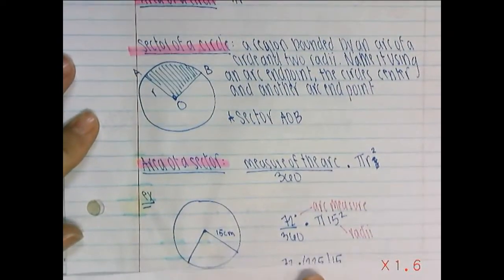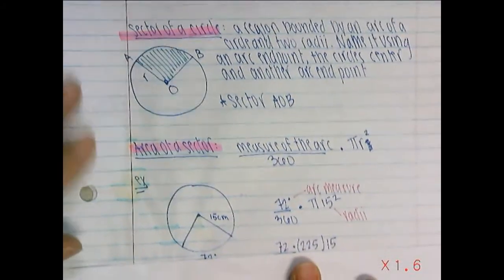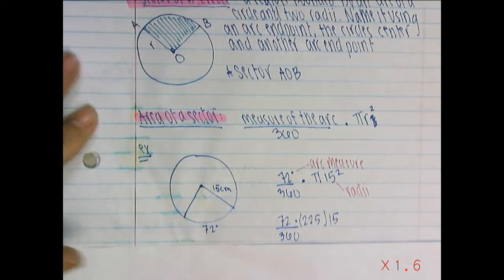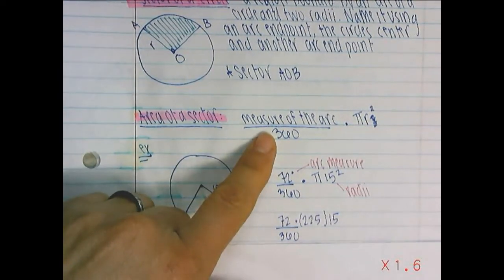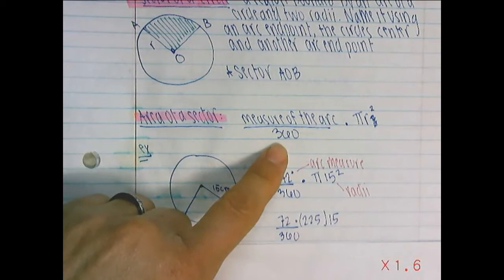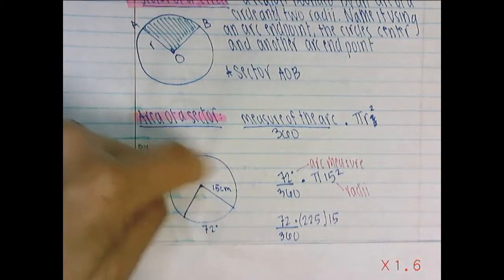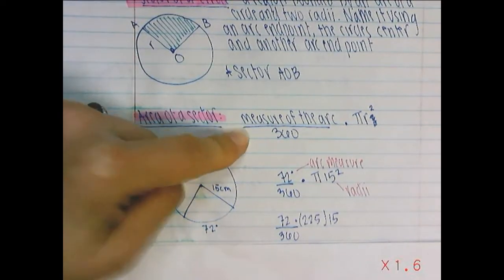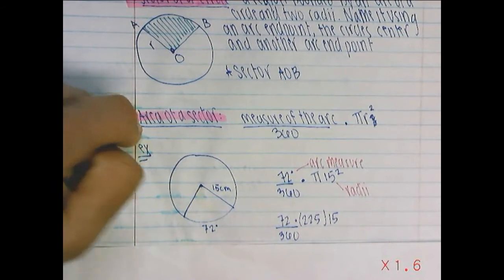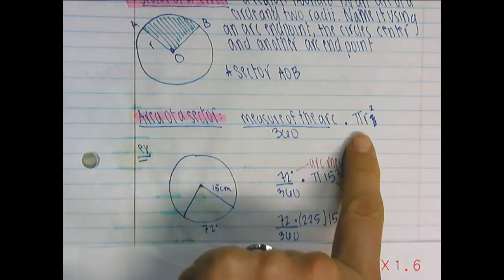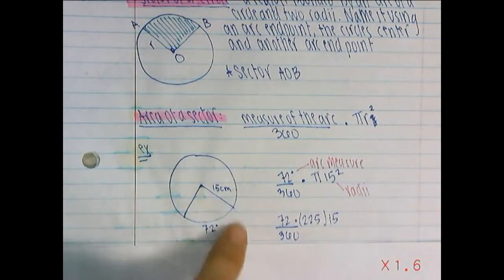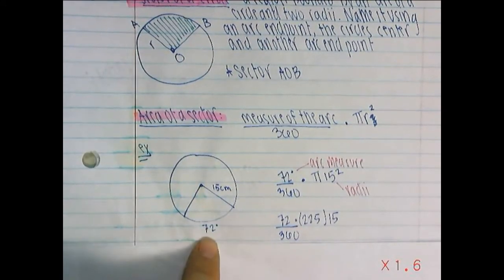Okay, so to find the area of a sector, that's where things get a little bit more complicated. What you're going to do is take the measure of the arc, whatever that might be, and put it over 360, because 360 is the entire degrees around the circle. So you're basically setting up a proportion. And because you're looking for the area, you're going to multiply that proportion by pi times the radius squared, the area of the circle. So in this case, the arc is 72.